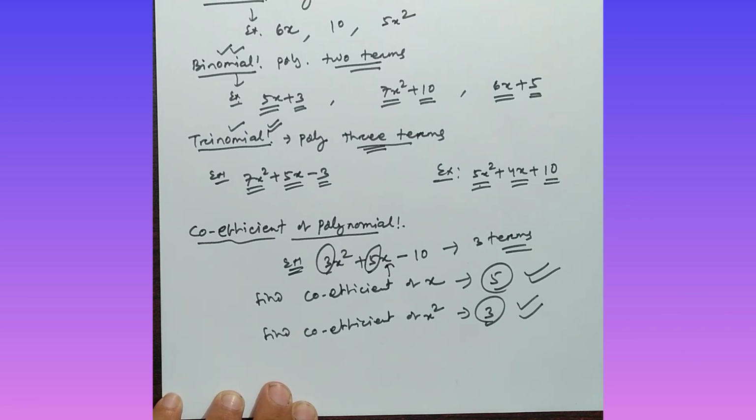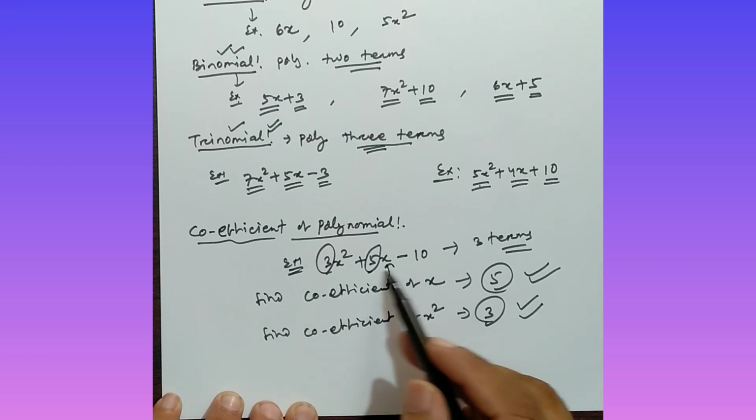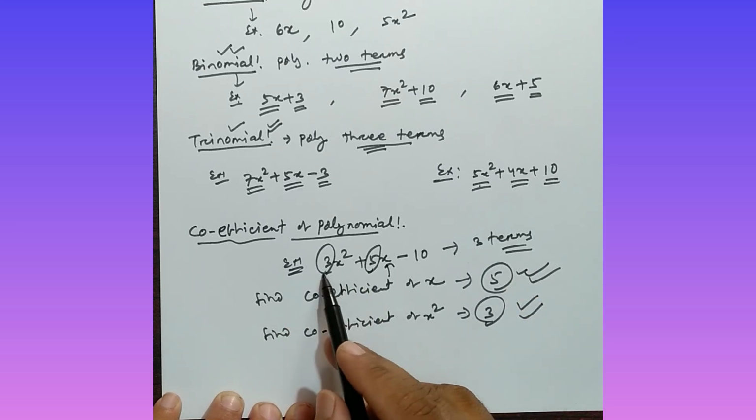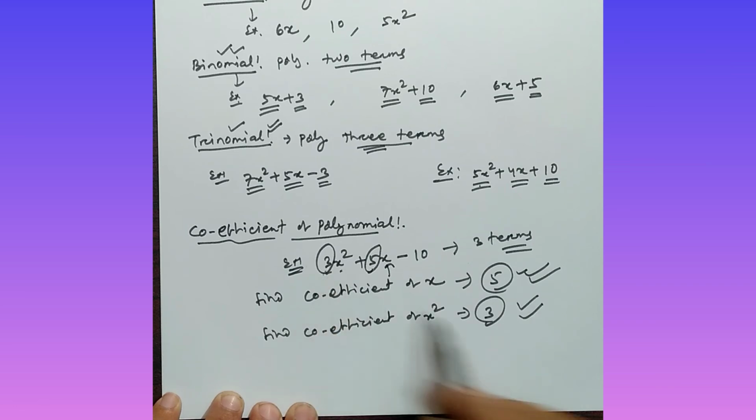So you always have to look at the constant value. That is the coefficient of the polynomial. If the question asks to find the coefficient of x, look at the constant value, which is 5. If it asks for the coefficient of x square, look at the constant value just before it, which is 3. Like this, whatever the polynomial given, if it asks for the coefficient of x, you find it in the same way.